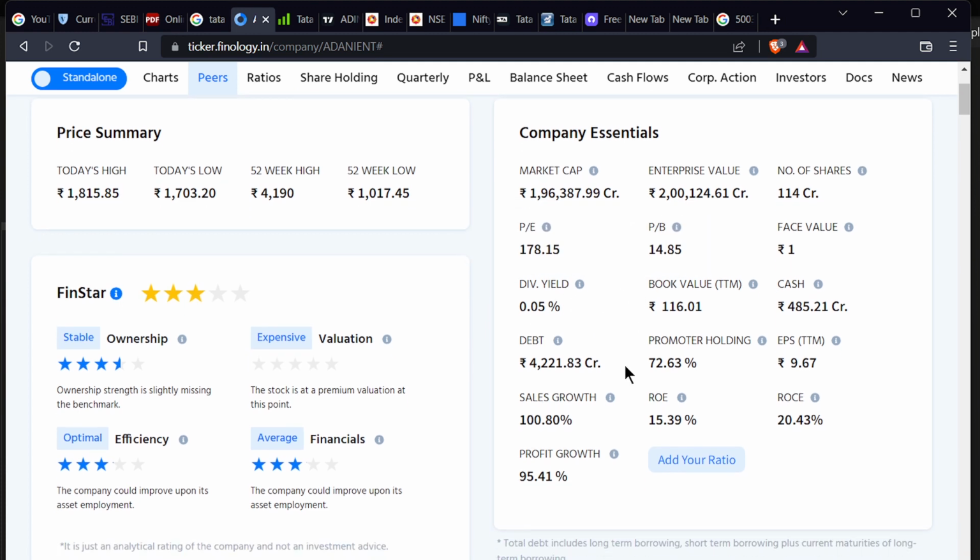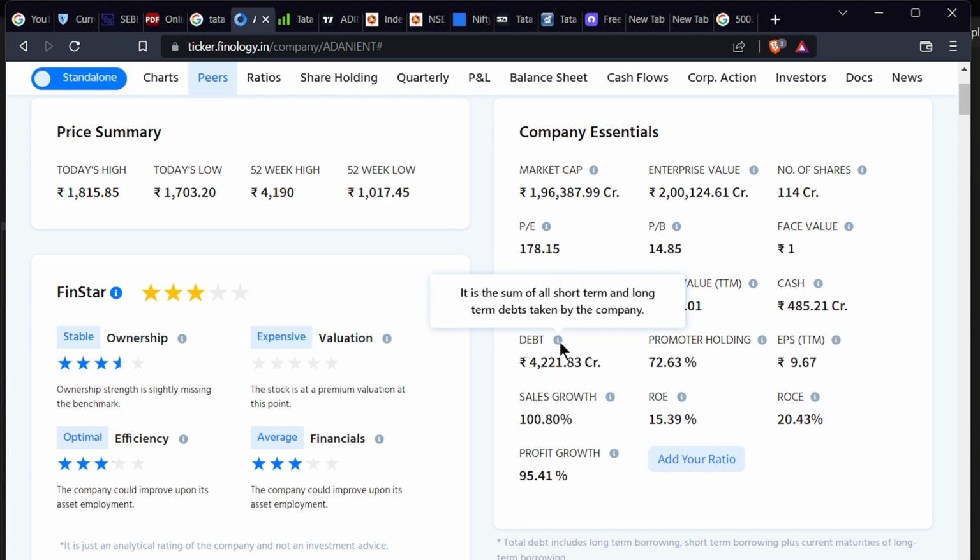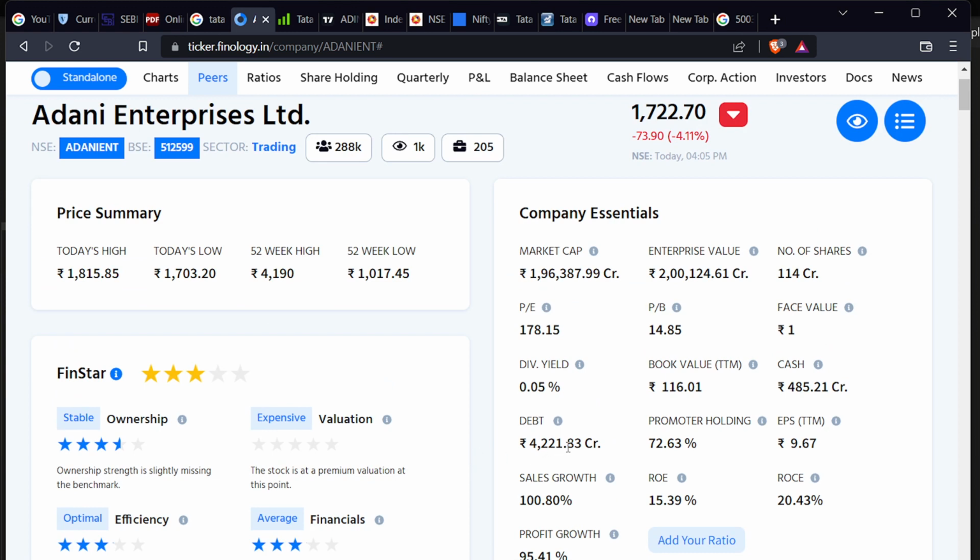After that, there is debt. Debt means how much loan the company has taken. This debt is 4,220 crore, so Adani took this much loan. And cash means the company is holding this much cash in its account. Promoters, I already told you, you will get in the shareholding pattern also. EPS I also covered, earnings per share: whatever the overall profit is, if you divide that overall profit by the number of shares, we get the EPS.